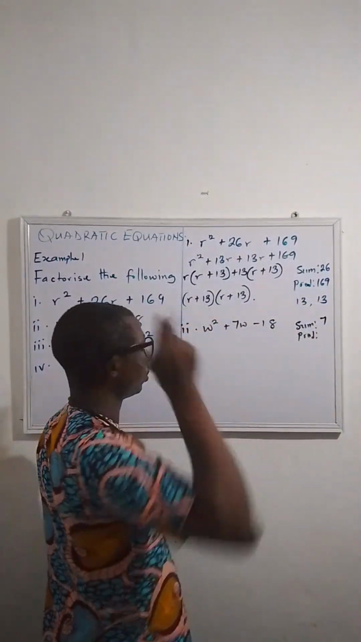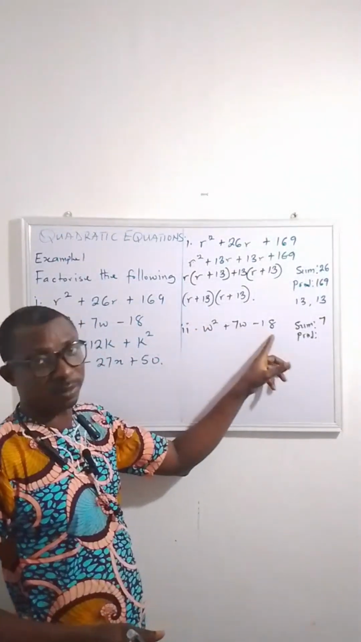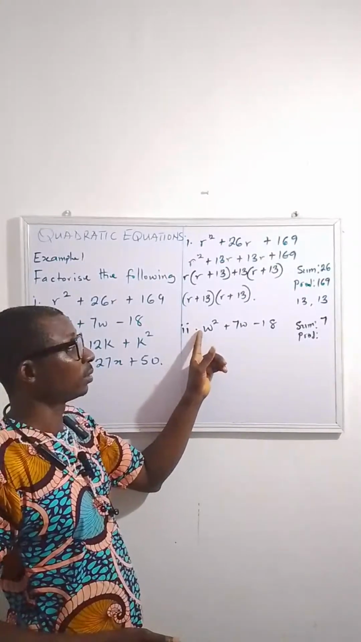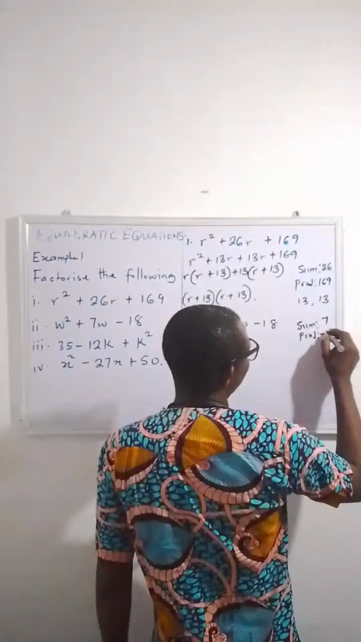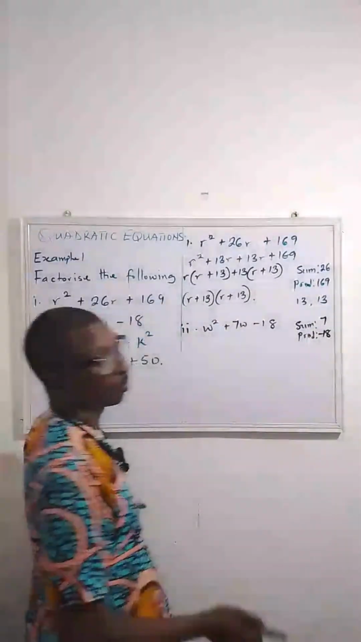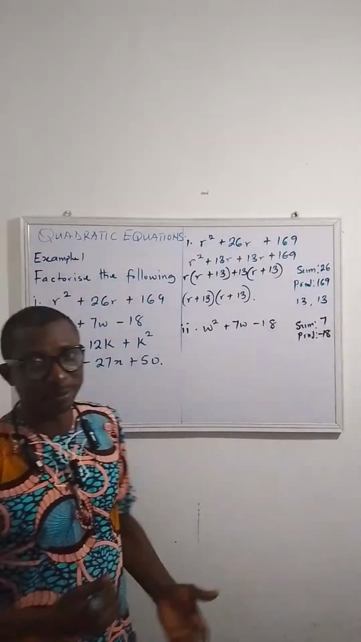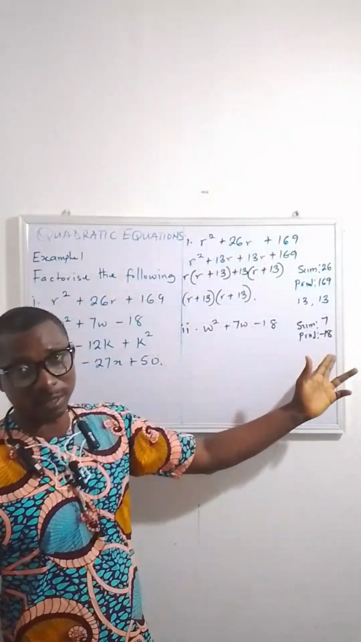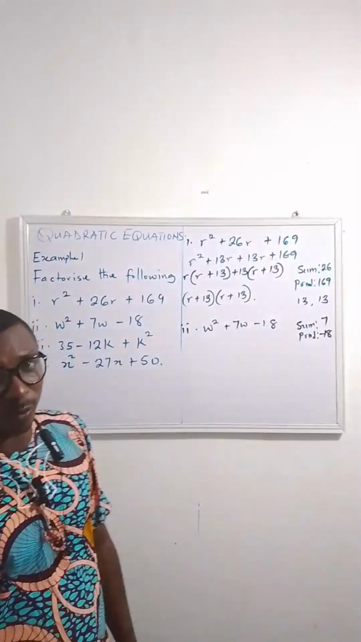And what is the product? The product is the coefficient of w squared, which is 1, times minus 18. That gives you the product, which is minus 18. All right, so now we need two numbers such that when you multiply them together you have minus 18, and when you add together you have 7. So what are the two numbers?